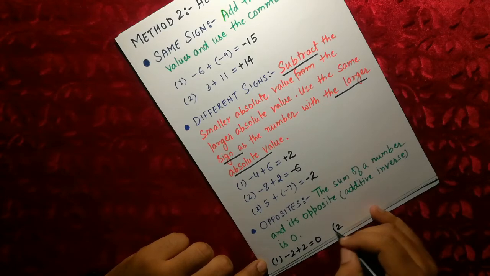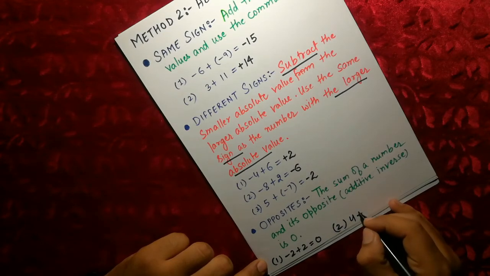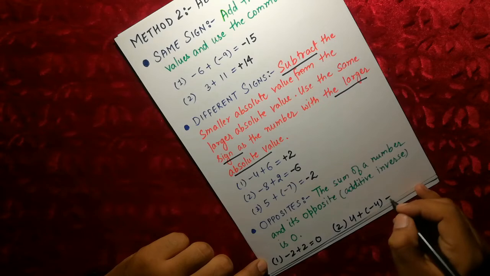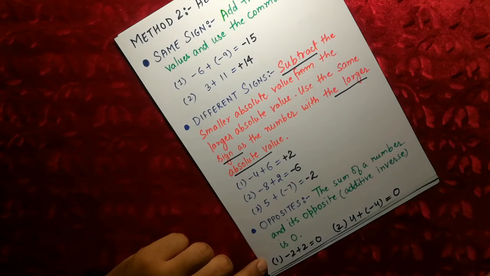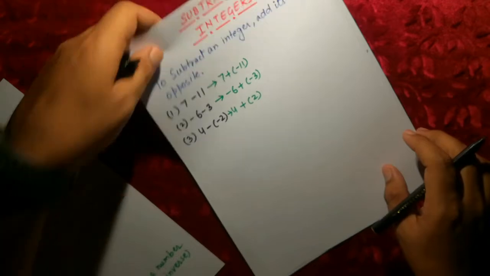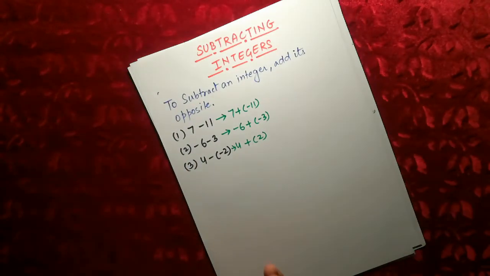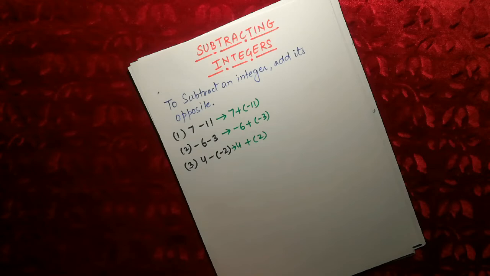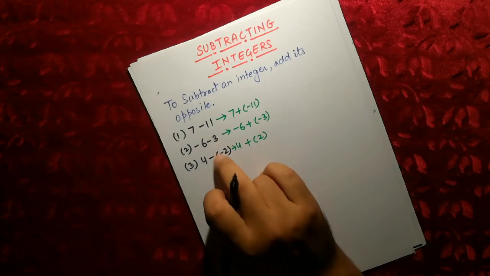Now taking another example, 4 plus minus 4. Both the values here are opposite. So what we are getting? 0. Now let's talk about subtracting integers. To subtract an integer, add its opposite. What we do? We change the subtraction into addition. We change the sign of the second value.